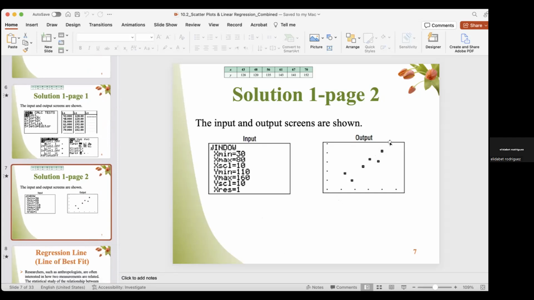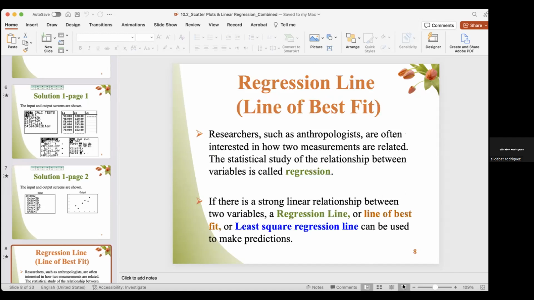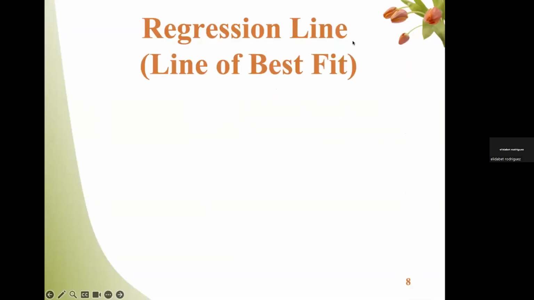If you look at these scatter plots here, you see that the dots on the screen are going upward from left to right, okay? And I can draw a straight line that goes through these dots. The straight line that we can draw here is called a regression line, or line of best fit.